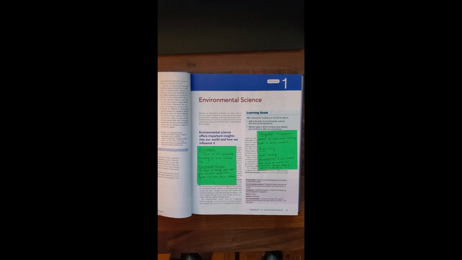Environmental science. What is environmental science? Well, it's a great question, but first we have to define our terms. What's environment? So environment is going to be the sum of all conditions surrounding us that influence life. Well, that's a little bit of a broad topic. So what are the conditions that influence life? I'll give you a second to think about it.